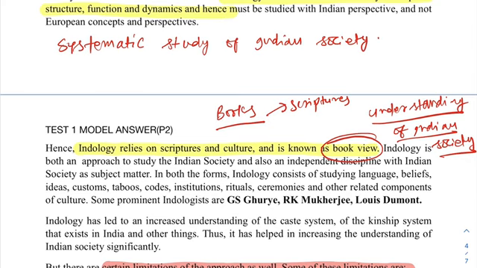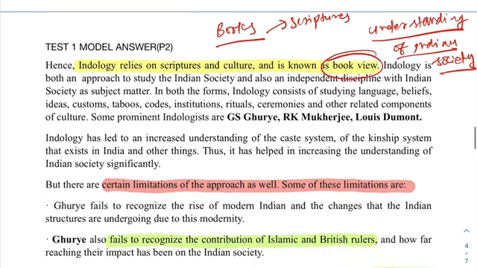For example, caste system was there in ancient India and it continued in medieval times then to modern. So because of this Indological approach, our understanding of caste or various social institutions like family, marriage, etc., evolved to a great extent. So this is how Indological approach contributed positively to the study of Indian society.